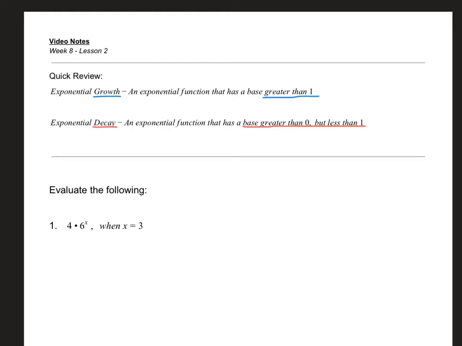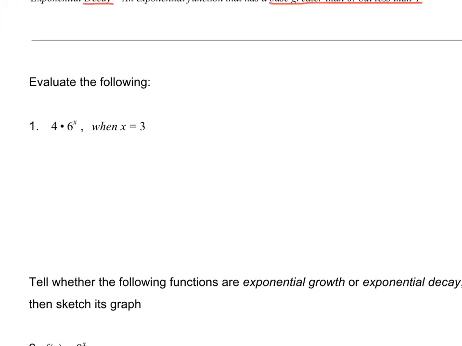First and foremost, let's start with number 1. This is really easy. This is just evaluating, right? This is as simple as plugging in numbers and solving. Plug and chug. So we have 4 times 6 to the x power when x equals 3. So all that's going to happen here is 4 times 6 to the 3rd power. We're just plugging in that 3 for x.